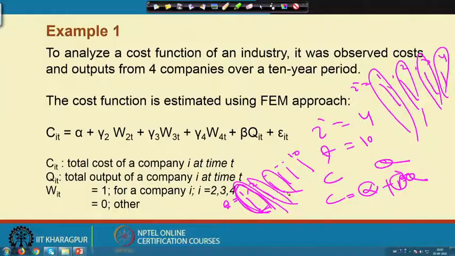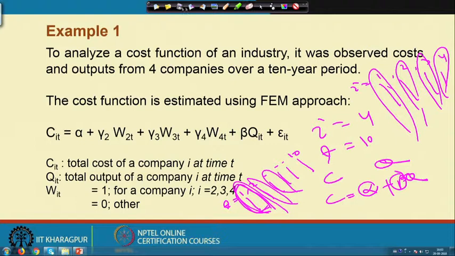So again, if you go to the other side where i will remain fixed, that means when i equal to 1, then we have one output, then when i equal to 2, we have another output. So in that case, we would like to check how time variations will bring the cost and output difference. So this is the theoretical understanding about this problem.